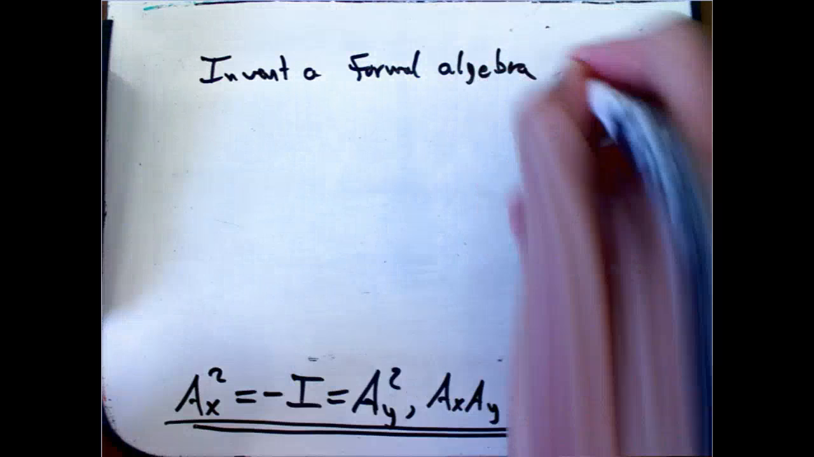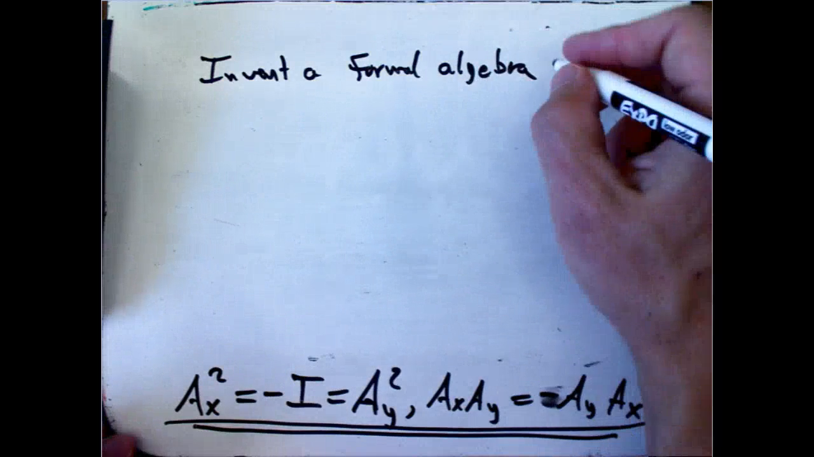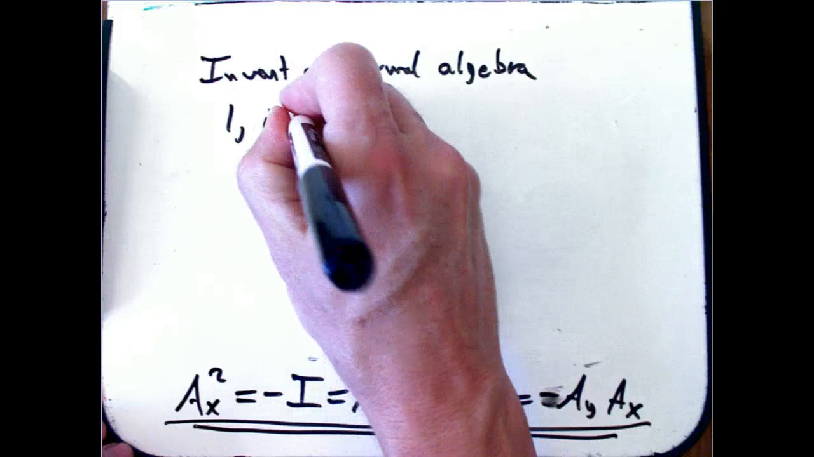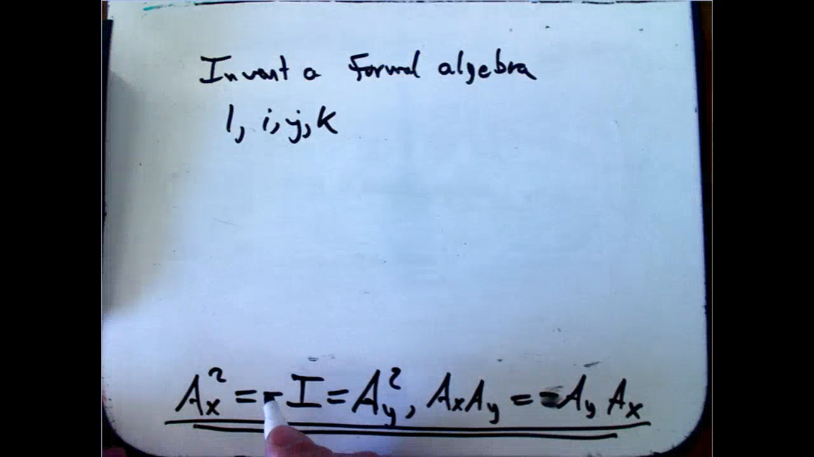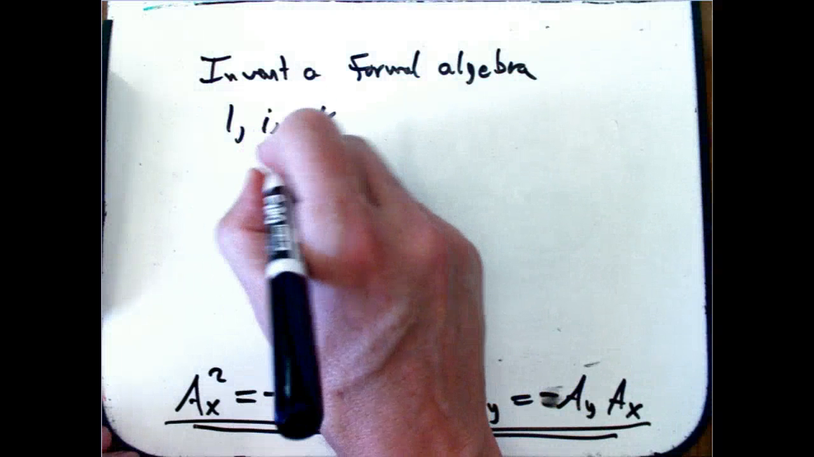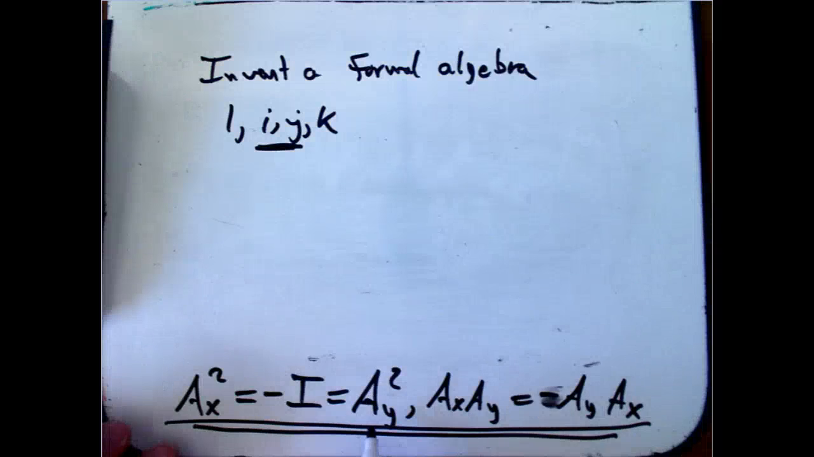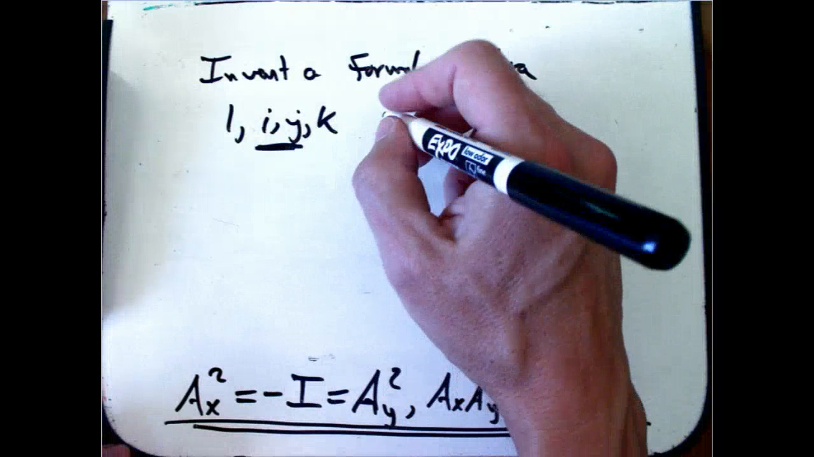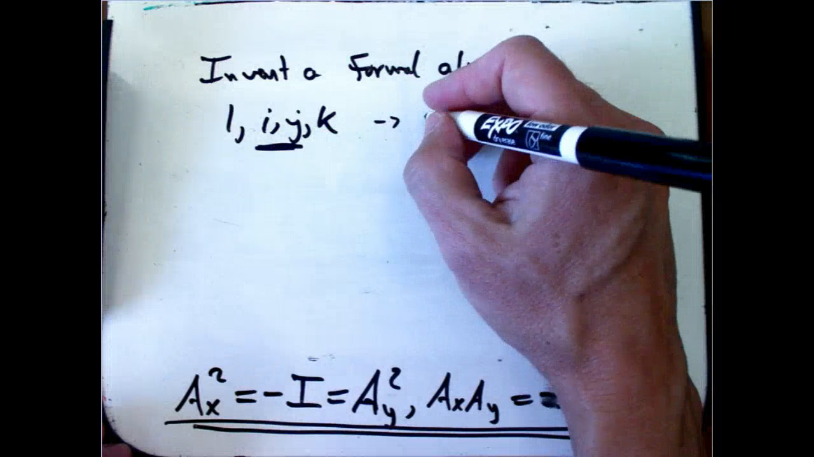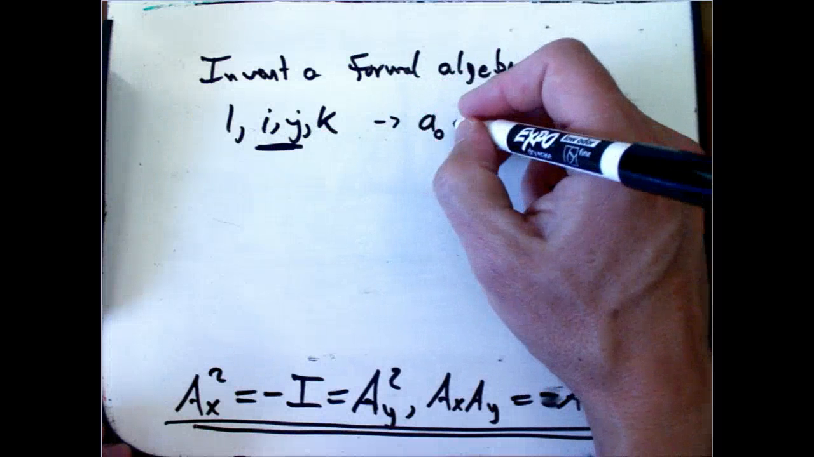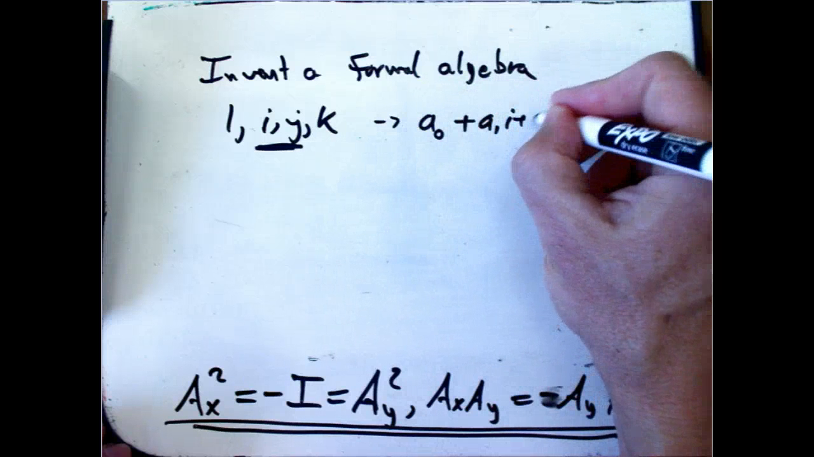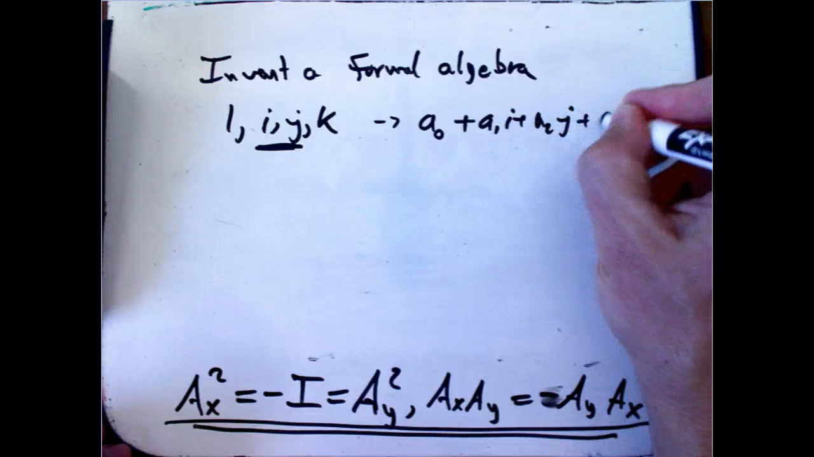formal algebraic system, just like inventing i was, okay, with, it's going to have 1 and i and j and k, okay, and really the i and the j are going to be the most direct correspondence here, and we'll see we're going to need a k as well. And so in other words, a number in this algebraic system is going to be something like a0 times 1, so I don't need to write the 1, plus a1 i plus a2 j plus a3 k.